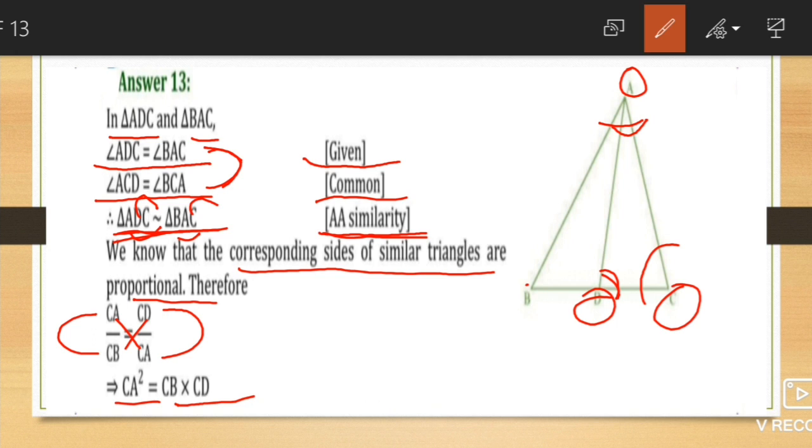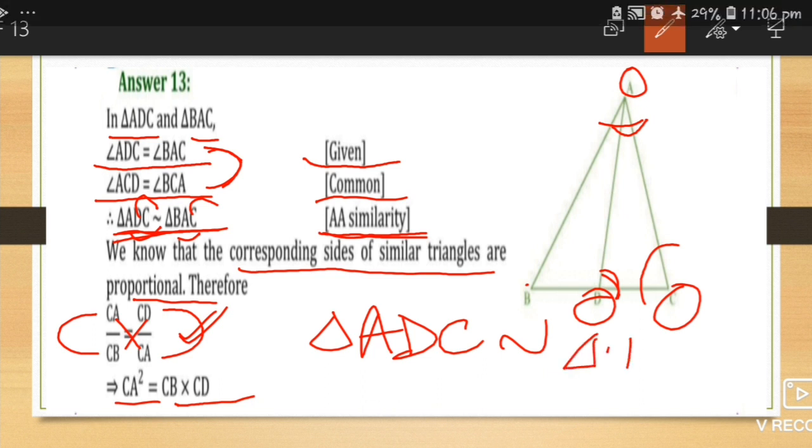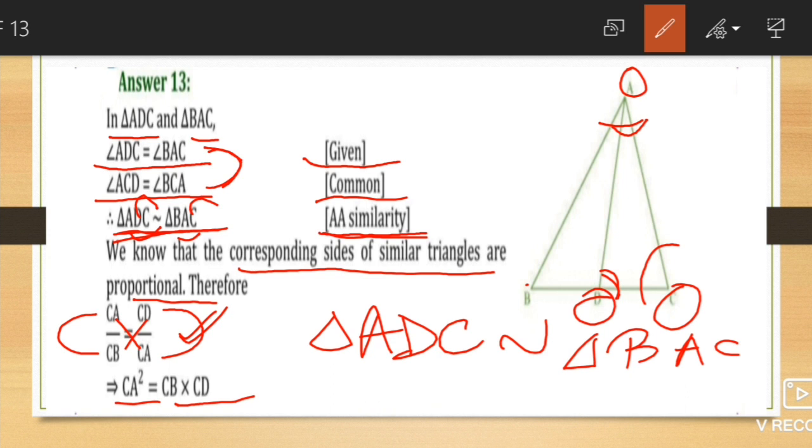So how I am writing this ratio, let me explain it again. Triangle ADC is similar with triangle BAC, right? So when you are writing, you need CA square, right? So CA, because C is similar with C, A vertex is similar with B vertex and D vertex is similar with A vertex. So when you are writing CA, then it will be by CB. When you are writing CD, it will be by CA. In this way I am writing CA by CB is equal to CD by CA. Then do the cross multiplication, you will get the answer. So let's check the next solution.